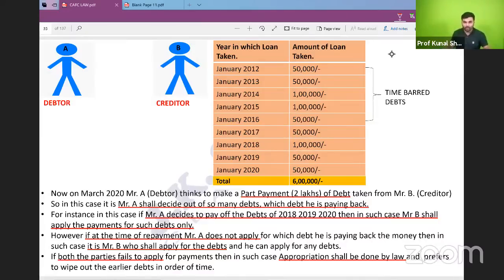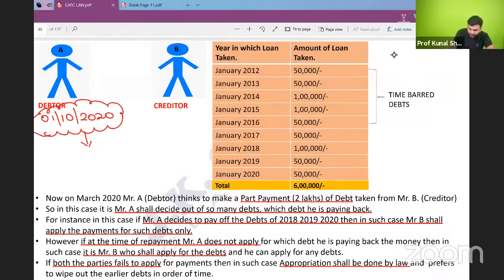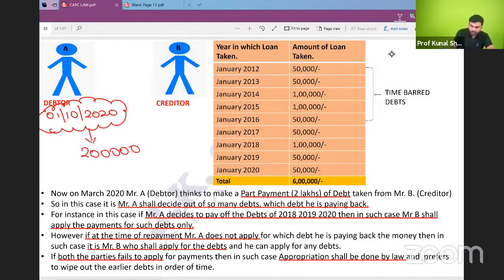Now, on 1st October 2020, the debtor decides to repay some loan. So the debtor goes to the house of the creditor and repays 2 lakh rupees. Law says, a debtor, it is your right to apply which 2 lakh rupees you are repaying. The debtor said, I'm repaying the loans of 2018, 19 and 20. So the creditor will have to give effect only to those loans, that is 18, 19 and 20.